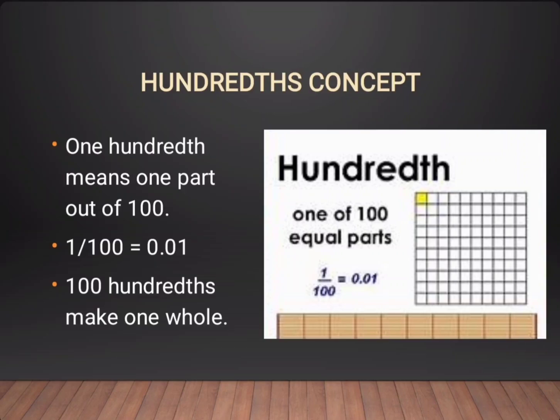And this is how we move to the hundredth concept. So 1/100th means one part out of 100. So 1/100 is 0.01. We could see the pattern: as powers of ten increase, the number of zeros will be equal to the number of decimal places in the given decimal value. So 100 hundredths make one whole. This is one of the most important objectives.